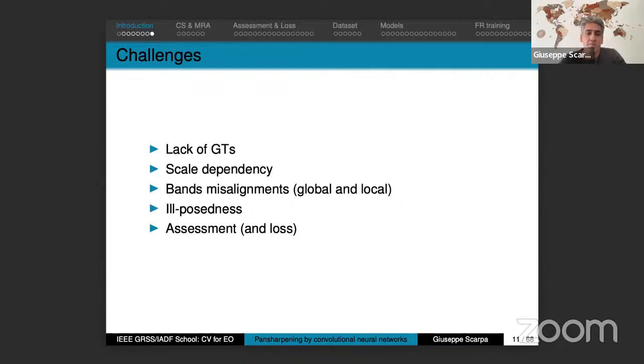Finally, a hot problem concerns the assessment, reinvigorated in the last years with the advent of deep learning, as researchers are looking for suitable losses for training. But we will talk about this later.